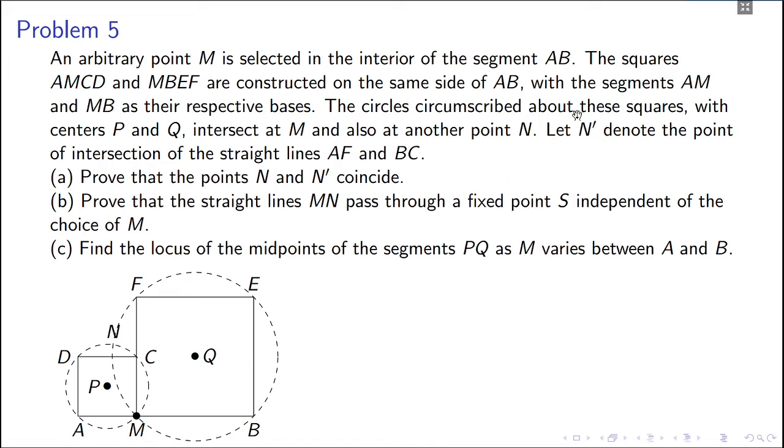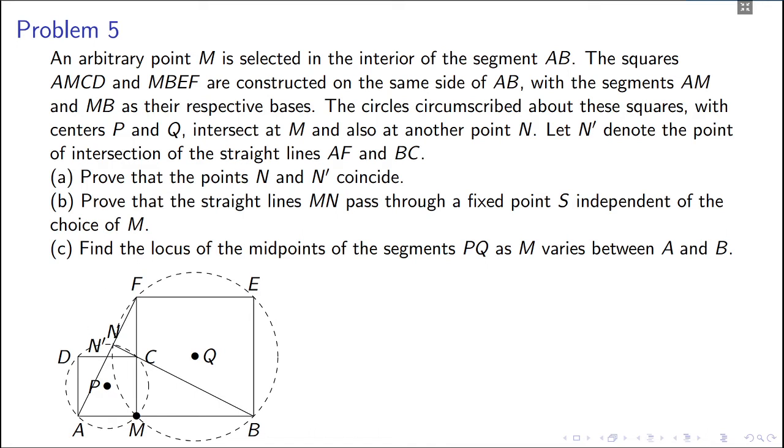And then it says let N prime denote the point of intersection of line AF and BC. So AF is this, BC is this. So they will intersect somewhere here. Let's call that point N prime. So okay, you have to show that N and N prime coincide.